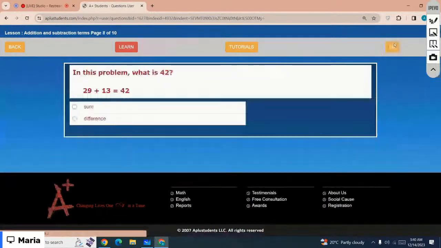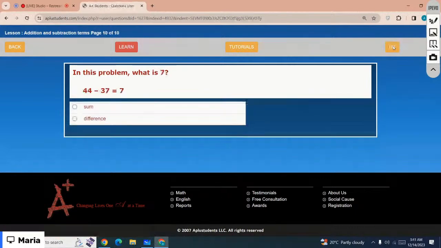Okay. In this problem, what is 42? Which is the correct option? Very good. Sum it is, right? Because they are adding. So 42 is the sum, right? Okay, in this problem, what is 48? Which is the correct option? Again, they are adding. So 48 is the sum of two numbers.